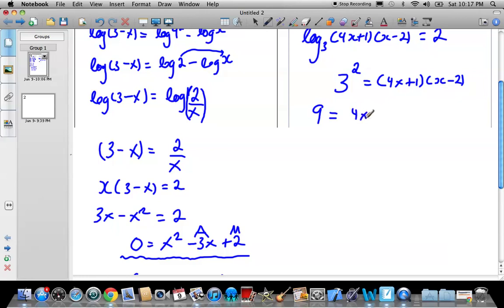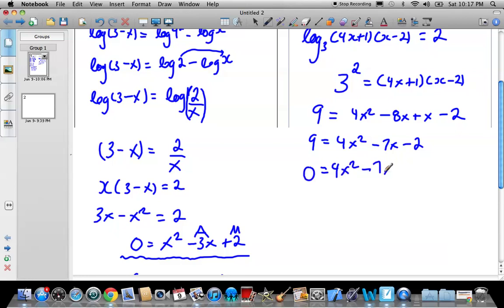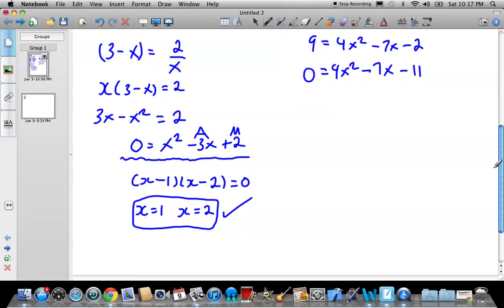So I'm going to have 4x squared minus 8x plus x minus 2. Then to go a further step, 4x squared minus 7x minus 2. Then I'm going to take this 9 across, so I'm left with 0 equal to 4x squared minus 7x minus 11. So I'm going to use the quadratic formula on this just to take you through an example. And hopefully I did everything right so far.